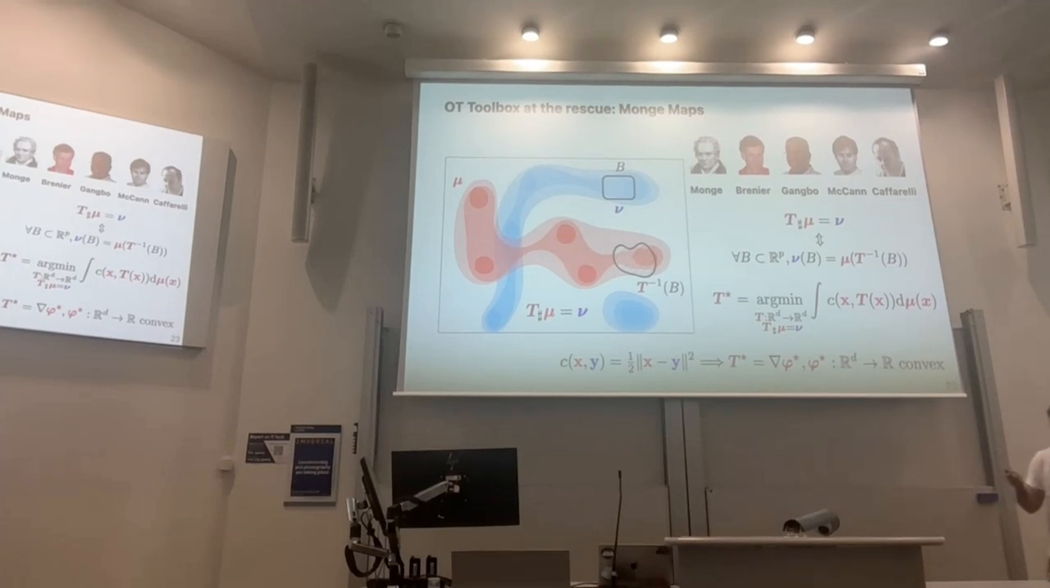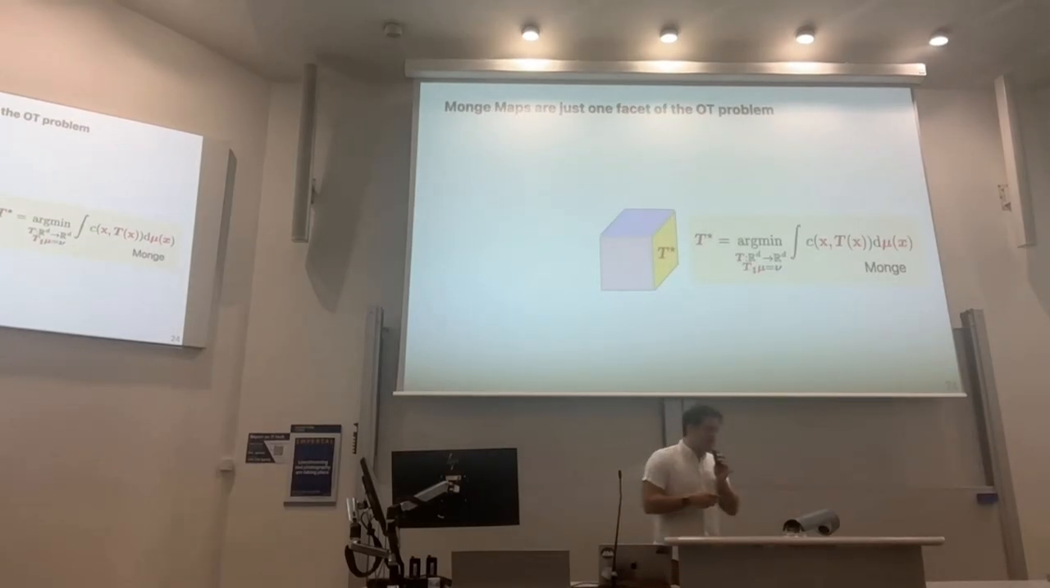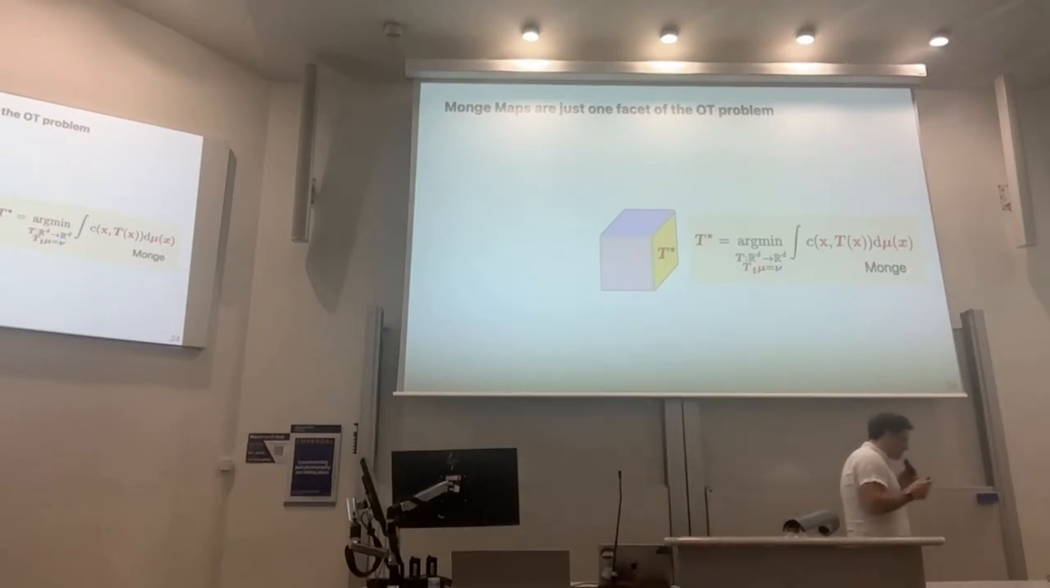It turns out that this map that we're looking for always needs to be the gradient of a convex function. So the optimal transport map is achieved by the gradient of a convex potential. This is called Brenier's theorem.